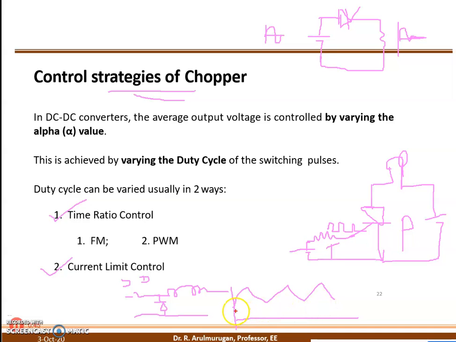So when the switch is closed, charging. When the switch is off, discharging. In the buck converter, inductance is present, the current limit control. What is current limit control? So charging, discharging. Whenever the switch is closed, the inductance is getting charged. So this is the inductance.